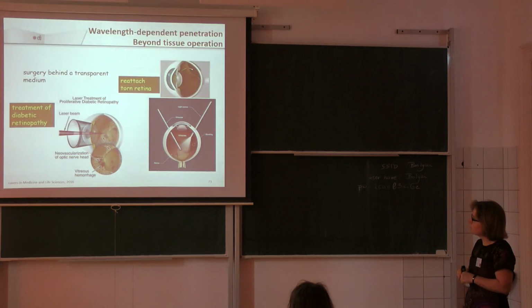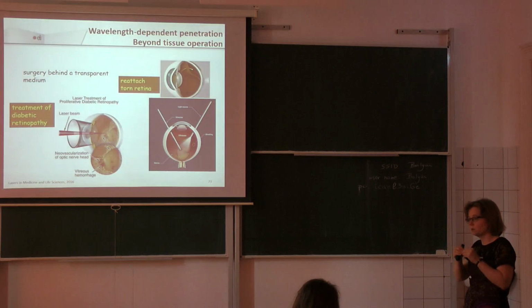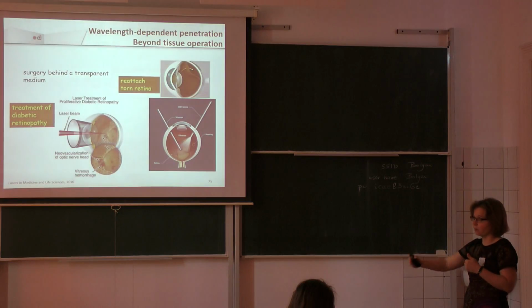Still in eye surgery, a very important property of laser light is that you can do surgery behind a transparent medium. This is something that you couldn't do with a knife. If you need to operate on the retina, you can do it with a laser because it just propagates through the front part. You focus it down onto the retina, and then you do your surgery behind the obstacle, the eye.